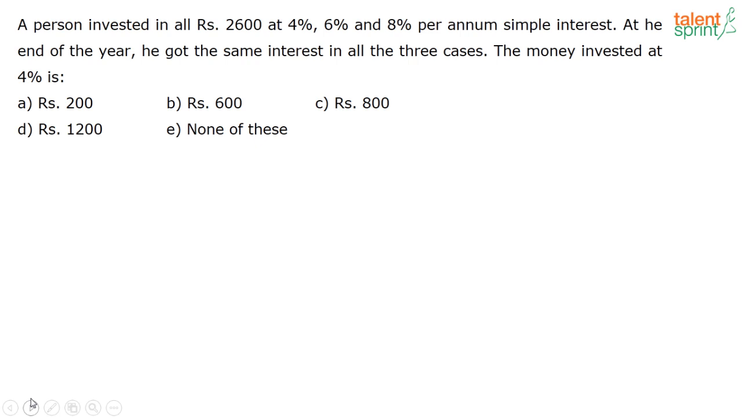So the next question is there on your screen. A person invested in all rupees 2,600 at 4%, 6% and 8% per annum simple interest. At the end of the year, he got the same interest in all the 3 cases. The money invested at 4% is dash.